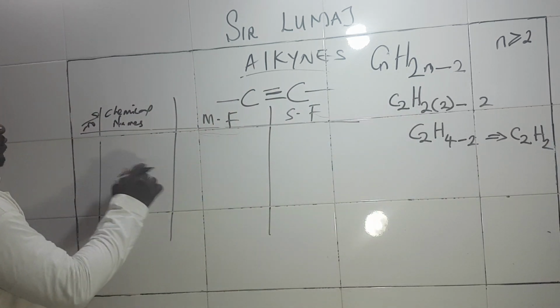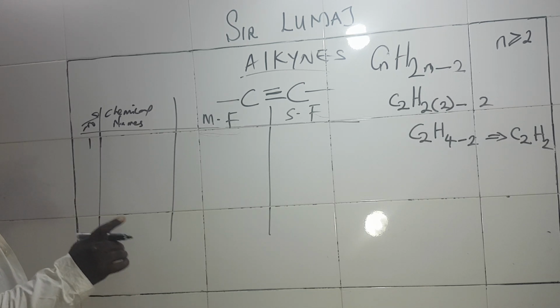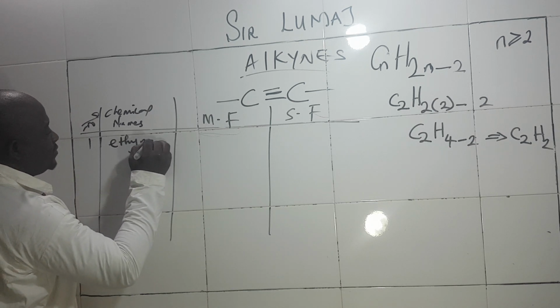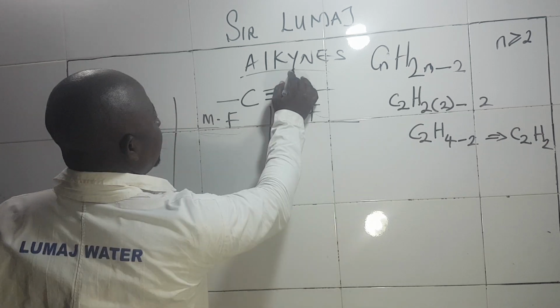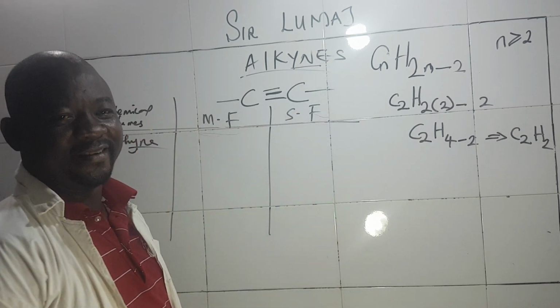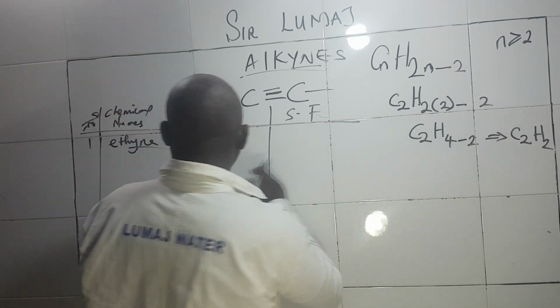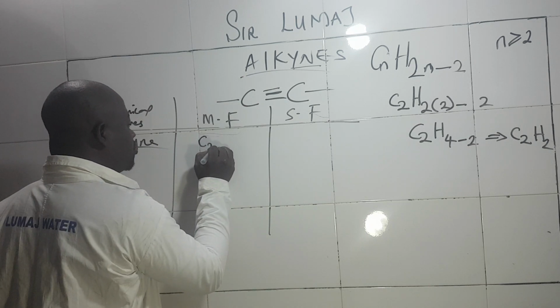So for our first compound, it will now be what? Ethyne. From here, yne. So it's ethyne. So the molecular formula, don't forget, this is what we have: C2H2.